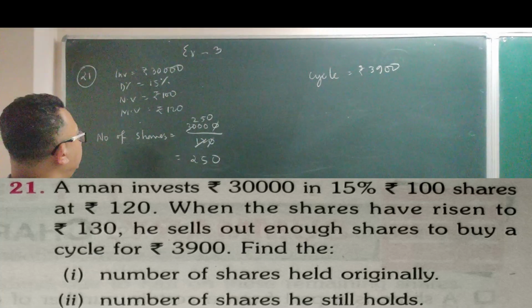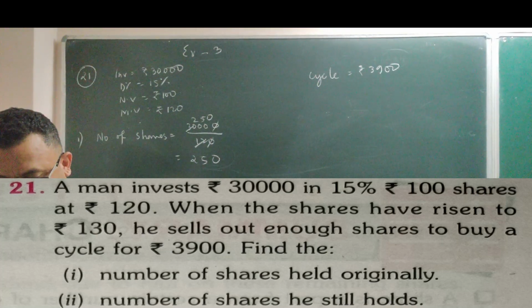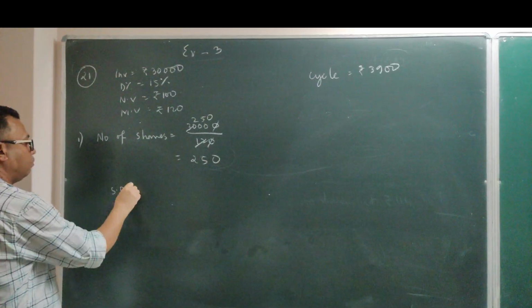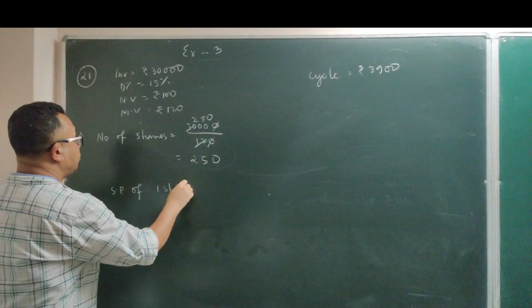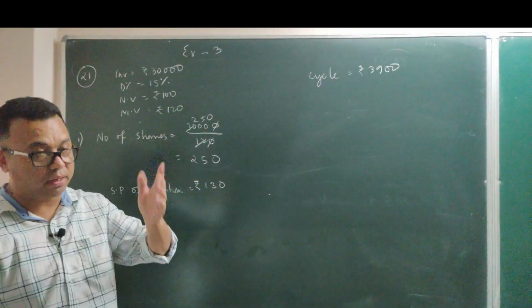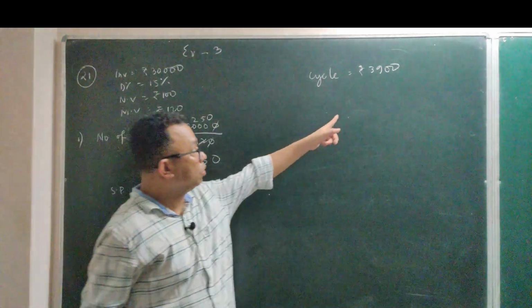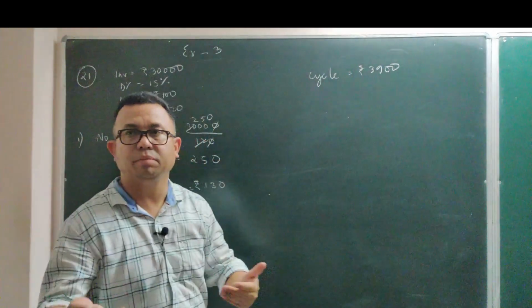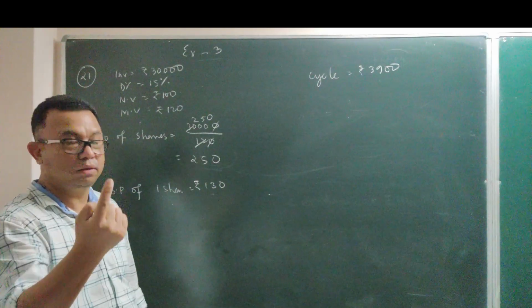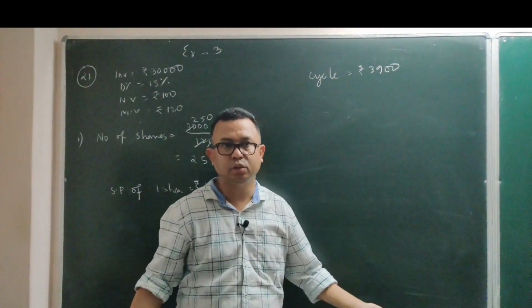Now how many shares? He sells the shares when the shares have risen to 130. So the selling price of one share is rupees 130, not the market value. It is written very clearly that when the price of the share goes to 130, he is selling the shares. For one share he is able to get 130. The total money that he has to get is 3900. So it is a simple unitary method. For 130 rupees he has to sell one share. To buy the cycle, he has to get 3900. So how many shares does he have to sell?